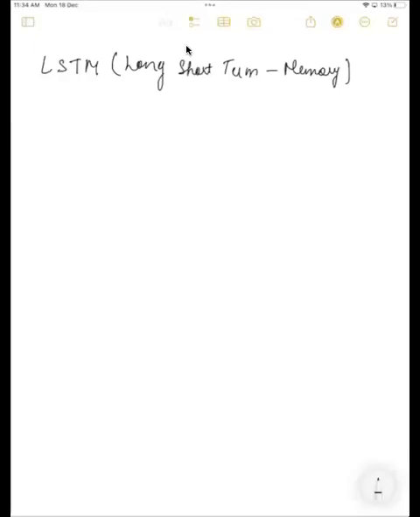Today we'll discuss LSTM, long short term memory. So LSTM is like a smart worker in your team who remembers important details for a long time while filtering out the less relevant information. It is a type of neural network designed to handle sequences of data.